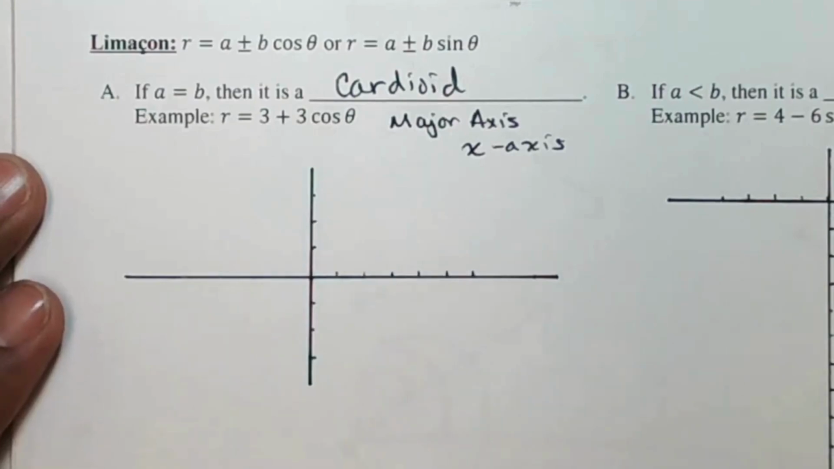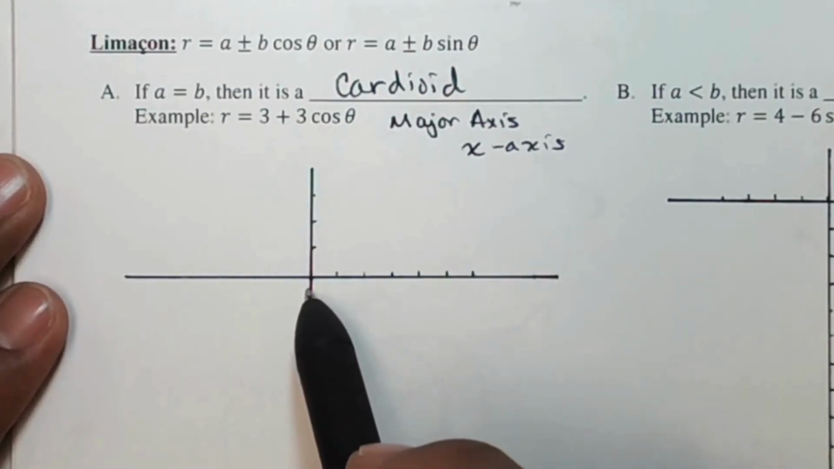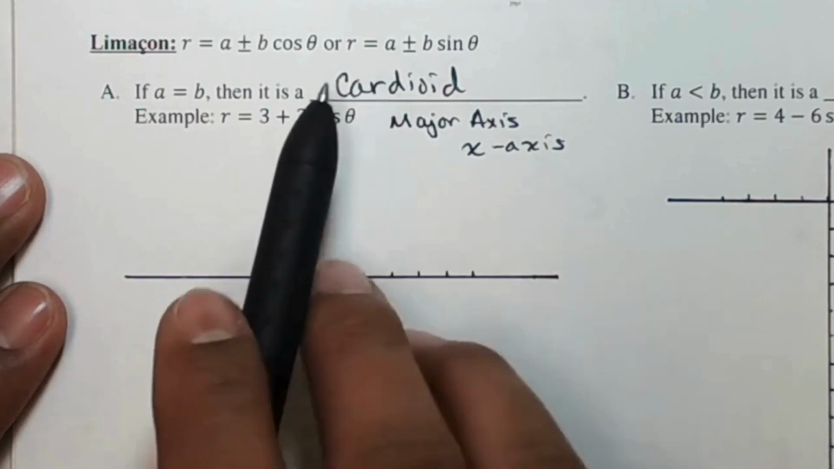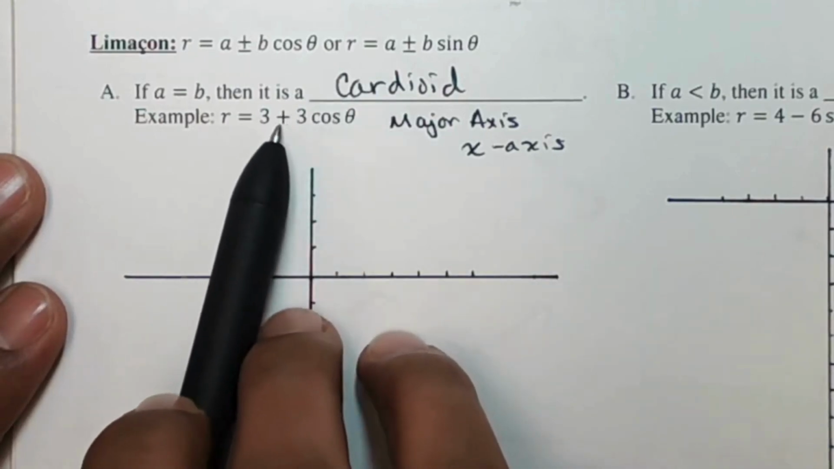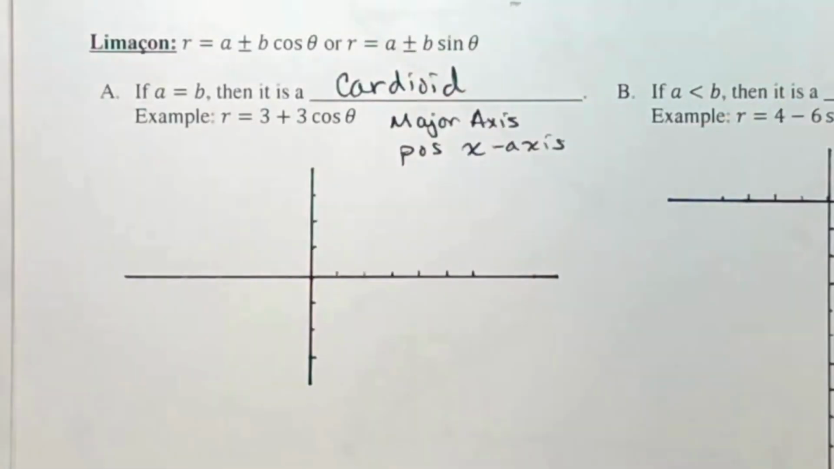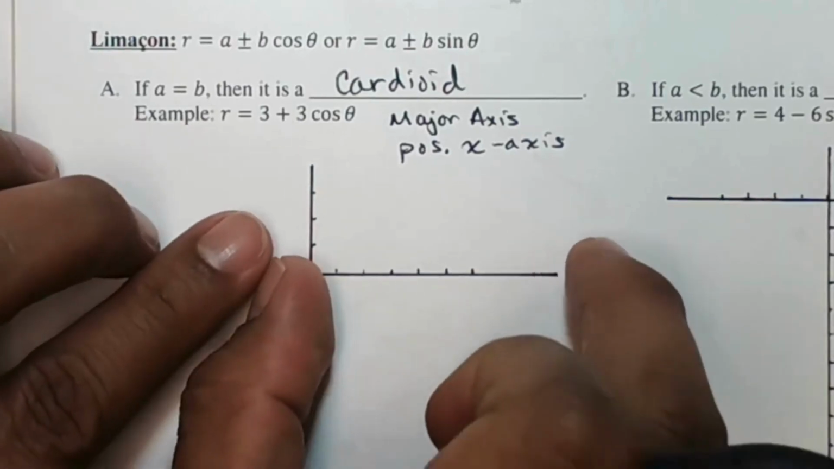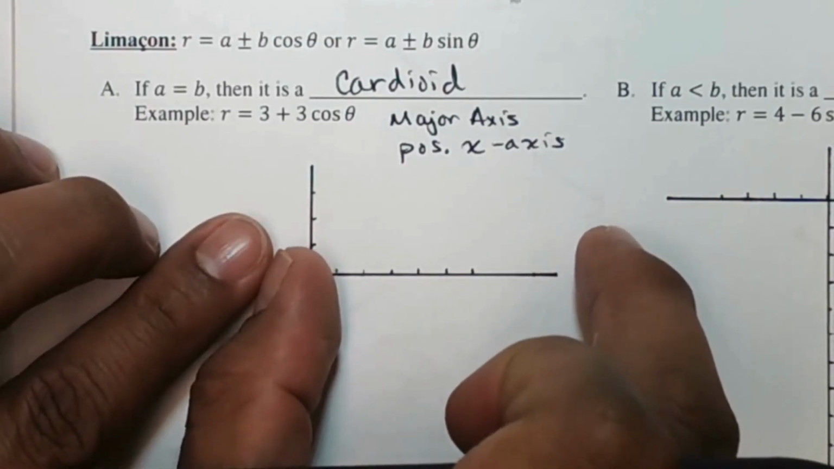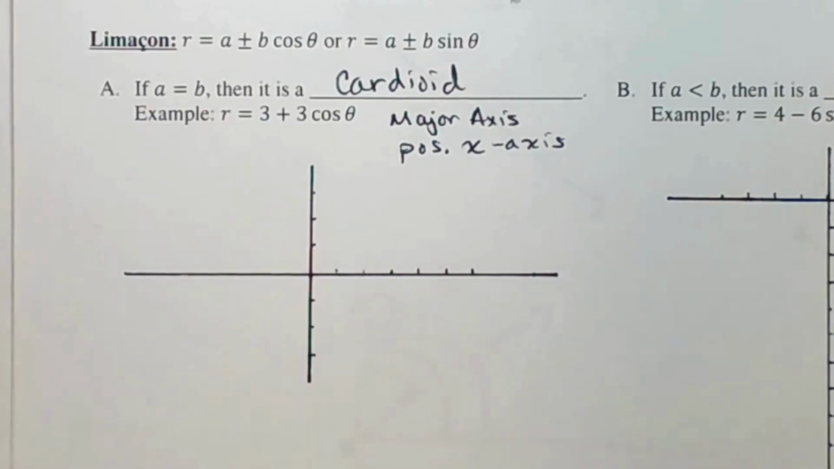But we need to know which part. Is it going to be the positive part or the negative part? And that's where the plus and minus come into play. So if it's plus, the major axis is going to be on the positive x-axis. What I mean by the major axis is that that's where the majority of my graph is going to be. So the majority of my graph is going to be on the positive x-axis side. So let's figure out how we graph this.